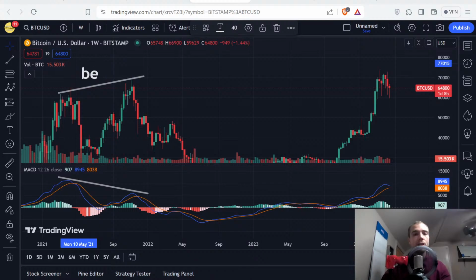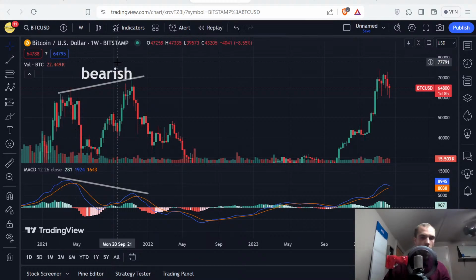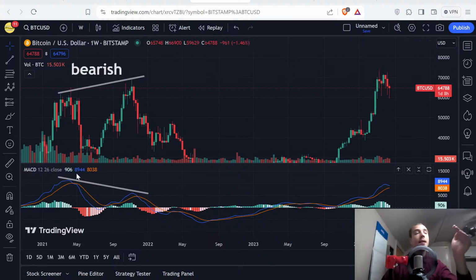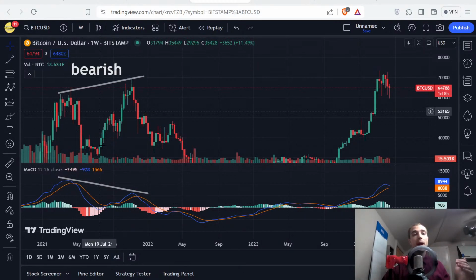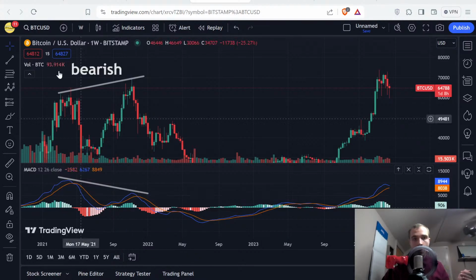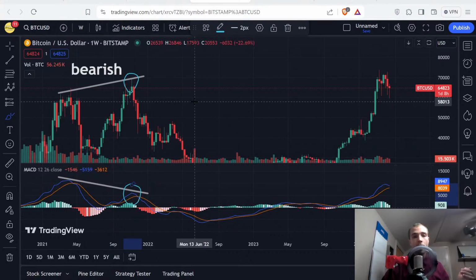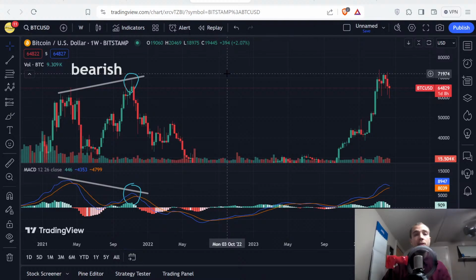And bearish divergence is basically just the price made a higher high and the indicator made a lower high. So this is bearish divergence, right? Price makes a higher high right here. Indicator makes a lower high. That's bearish divergence. We don't see any bearish divergence here with Bitcoin.